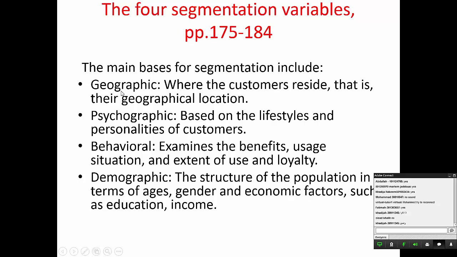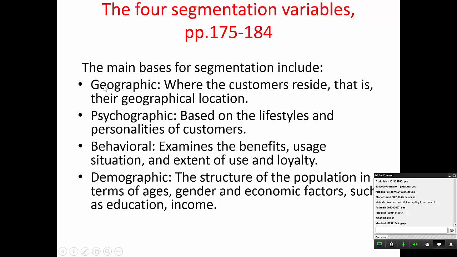Geographic segmentation means that the company divides the market into different geographical positions or different geographical locations. Like for example, customers in Riyadh city, customers in Jeddah, customers in Medina, customers in Dammam. This is what we call geographic segmentation.